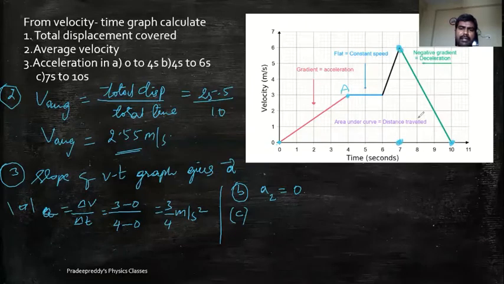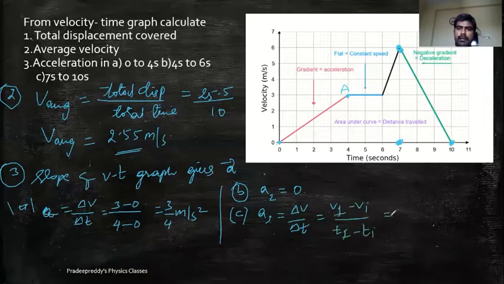Okay, last triangle. That is A3, which is equal to delta V divided by delta T. That is V final minus V initial divided by T final minus T initial. What is V final? 0. What is V initial? 6. Only for that triangle you need to take V initial, divided by 10 minus 7, which is equal to minus 3 meter per second square.